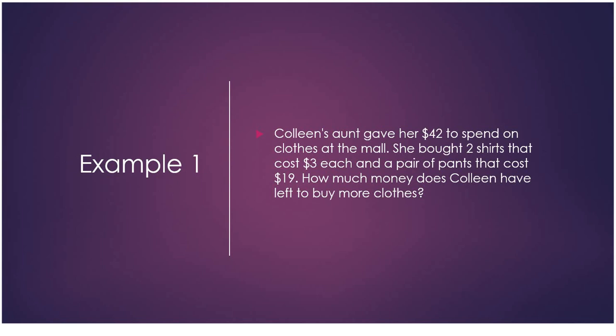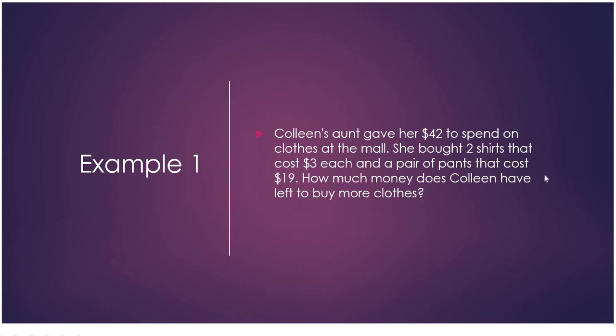So let's read the question again to fully understand it. Colin's aunt gave her $42. So now we know she has $42. She wants to spend this $42 on clothes. So at the mall, she bought 2 shirts that cost $3. So 1 shirt is $3. 2 shirts is $6. So we know now she used $6 of her money to buy shirts. And she bought a pair of pants that cost $19, so $6 for shirts, and $19 goes for a pair of pants. How much money does Colin have left to buy more clothes?